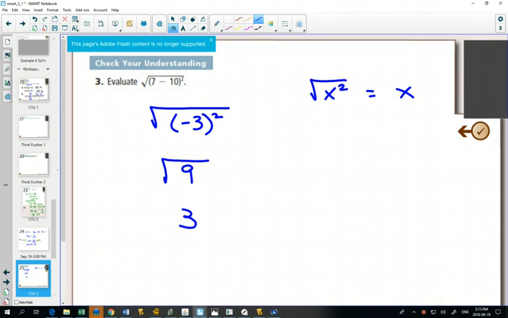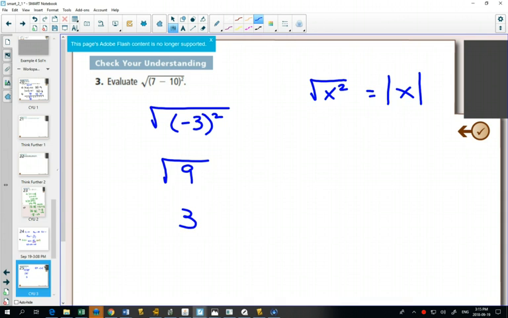If I just cancel the square and the square root out here, what answer would I get? I'd get negative 3. So technically, the best answer for this is yes, they cancel out, but this has to be positive. So if we put absolute value bars around it, it makes it positive.